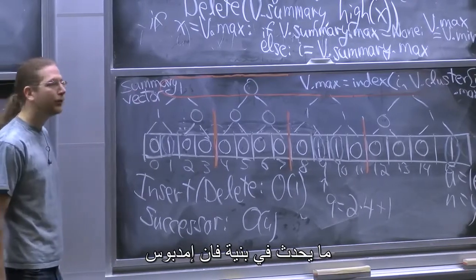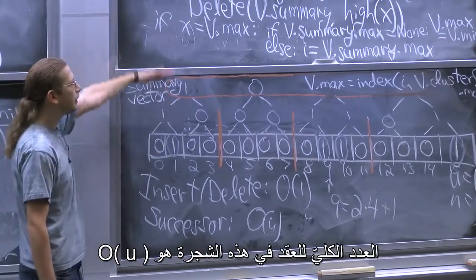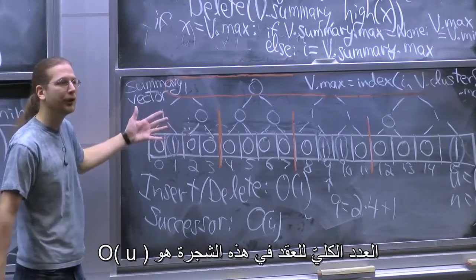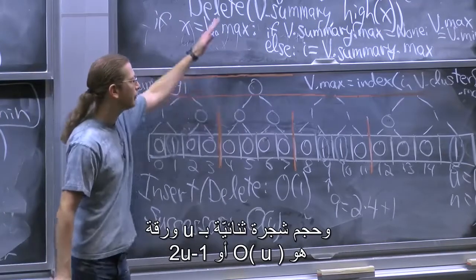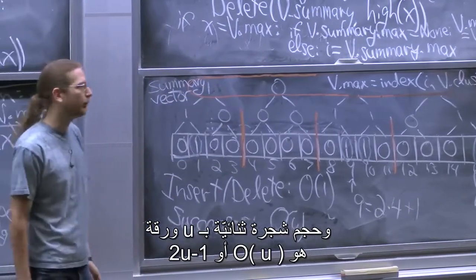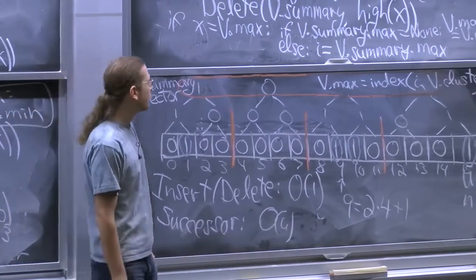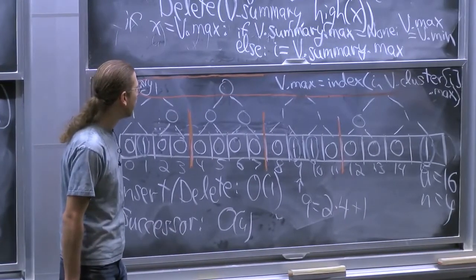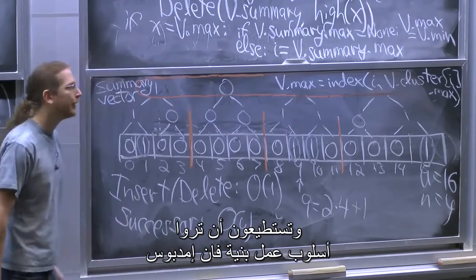What van Emde Boas is doing, so first of all, you see that the total number of nodes in this tree is order u, right? Because there's u leaves. Total size of a binary tree with u leaves is order u, 2u minus 1, right? And you can kind of see what van Emde Boas is doing here.